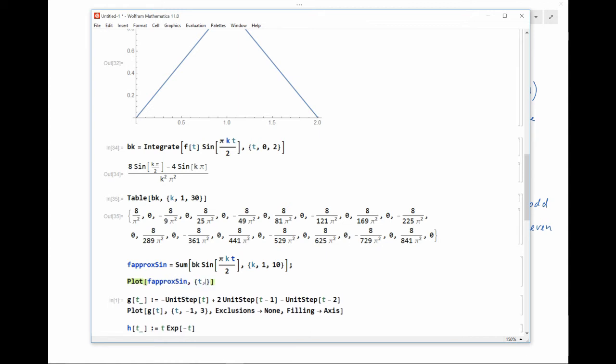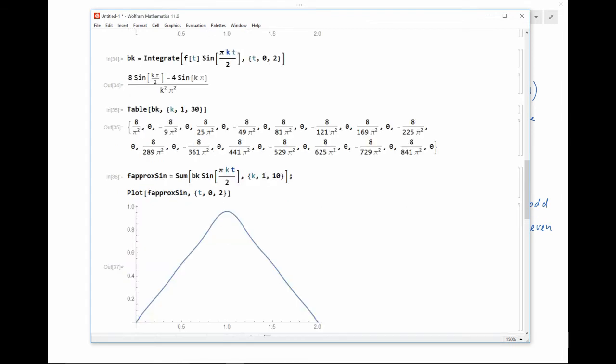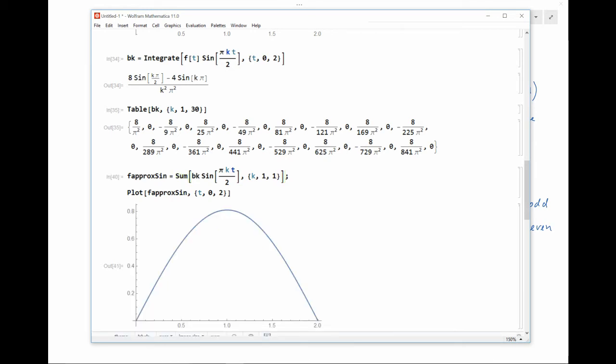For t going from 0 to 2. Not bad either. Including more terms will get us a much better approximation. Let's look at how these approximations get better and better with each term added.